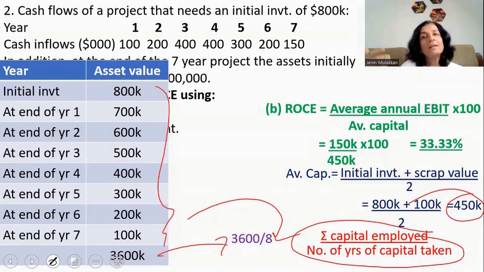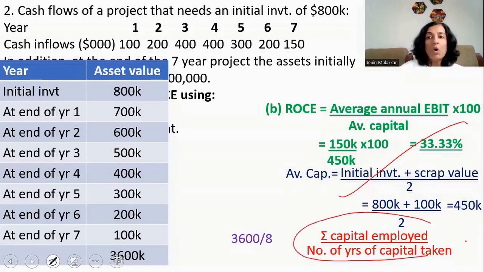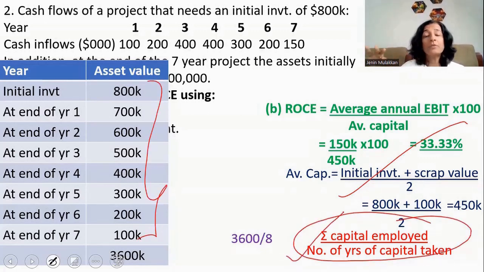So this is the reason why we are not adopting this formula, sum of capital employed divided by number of years of capital taken, because we end up with the same answer, because the only reduction that is taking place is the depreciation. So we can very safely take this formula instead of this long formula, that is adding all the capital employed and dividing it by the number of years for which the capital is taken to find out the average capital. That's just not required.